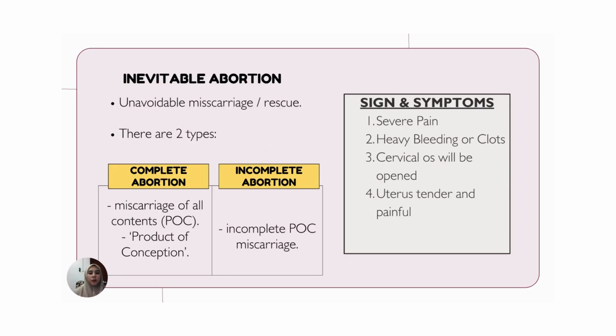The second type of spontaneous abortion is inevitable abortion, which is unavoidable miscarriage. There are two types of inevitable abortion. Complete abortion is miscarriage of all contents or products of conception. The second one is incomplete abortion, which is incomplete miscarriage of the products of conception. The signs and symptoms for inevitable abortion are severe pain, heavy bleeding or clots, cervical os open, and uterus tender and painful.